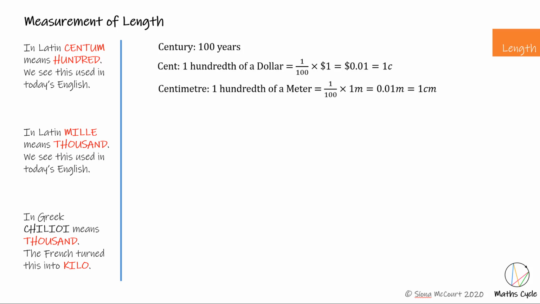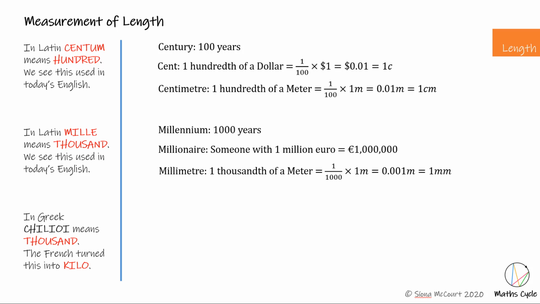In Latin, milli means 1,000. We also see this used. We have millennium, which means 1,000 years. We have millionaire, someone with 1 million euro. And we have millimeters, 1,000th of a meter. So a meter is broken up into 1,000 parts called millimeters. So 1,000th of a meter, 1 over 1,000 multiplied by 1 meter is 0.001 meters, which is 1 millimeter.